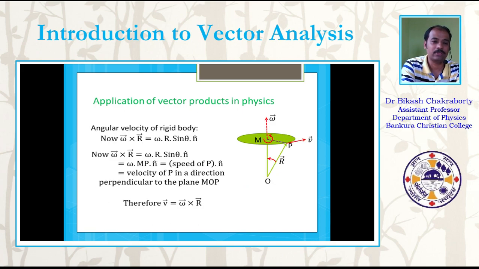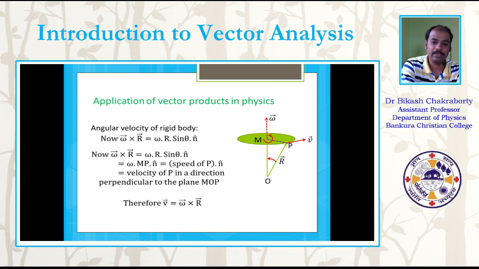Now, angular velocity of a rigid body. Forget about everything. From the figure we just want to find out what omega cross r is, as shown in the figure. It is equal to omega times r times sin theta times n hat. That is equal to omega times mp times n hat, which is equal to the speed of p times n hat, which is equal to the velocity of p in a direction perpendicular to the plane MOP.